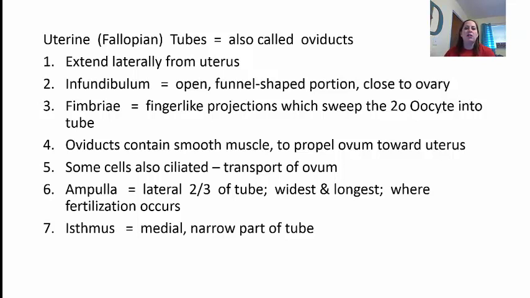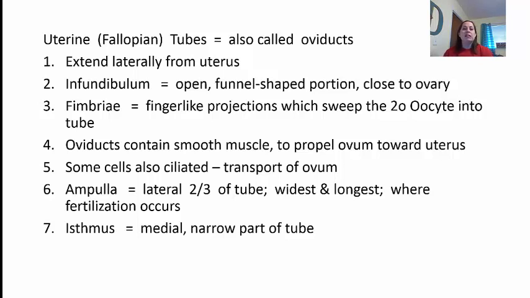This is an opening or funnel-shaped kind of portion. It's close to the ovary, and it has little finger-like extensions called the fimbriae. These finger-like extensions, the whole point is to sweep or pull the secondary oocyte, the egg, into the tube. I was talking about how they kind of look like a sea anemone, okay, where they're pulling the egg in. Once they pull the egg in, the oviduct contains smooth muscle to propel the ovum, or egg, towards the uterus.